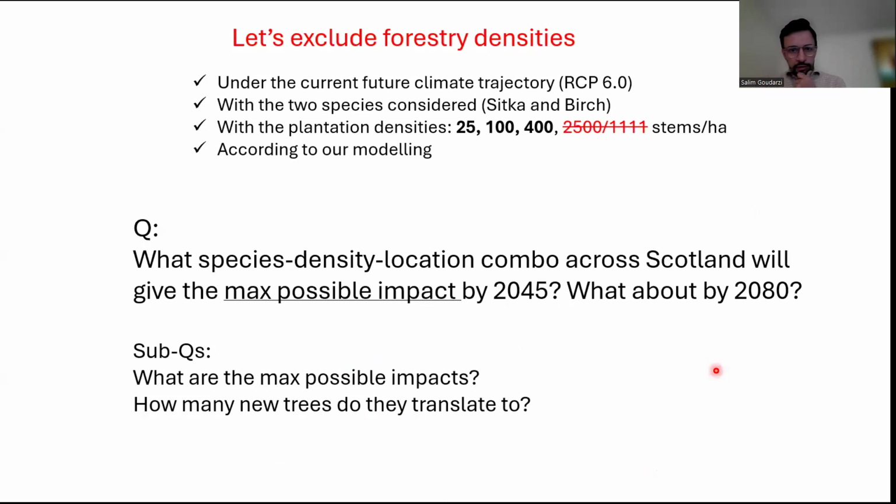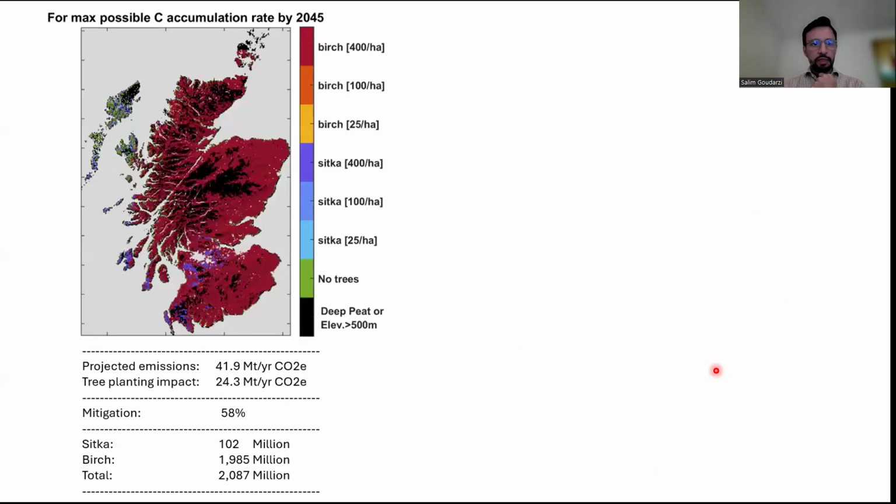So let's exclude the forestry densities, because in agroforestry we don't consider that sort of density. What combination will deliver the maximum impact then? Again, it's a similar story, but if we're optimizing for 2045 emission targets, then birch seems to be the go-to option, because it seems to grow slightly faster.